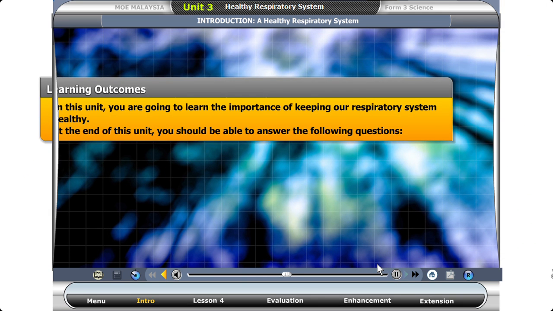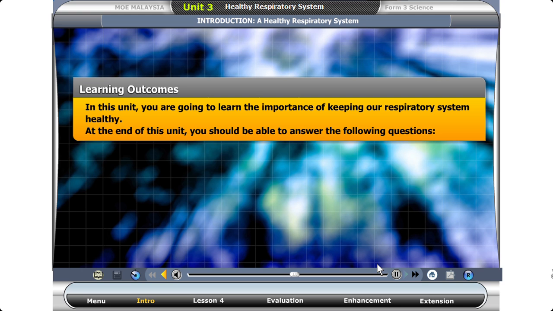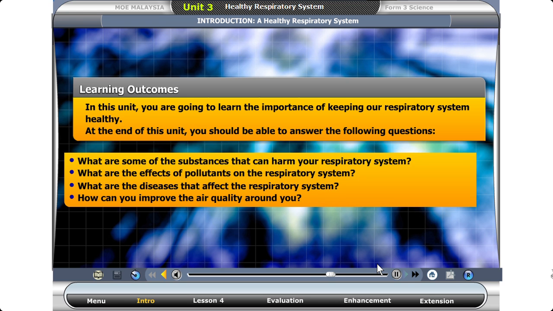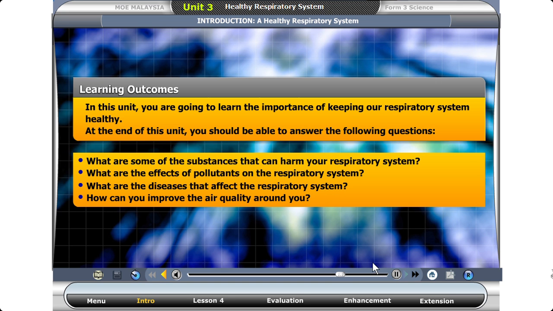In this unit, you are going to learn the importance of keeping our respiratory system healthy. At the end of this unit, you should be able to answer the following questions. What are some of the substances that can harm your respiratory system? What are the effects of pollutants on the respiratory system? What are the diseases that affect the respiratory system? How can you improve the air quality around you?